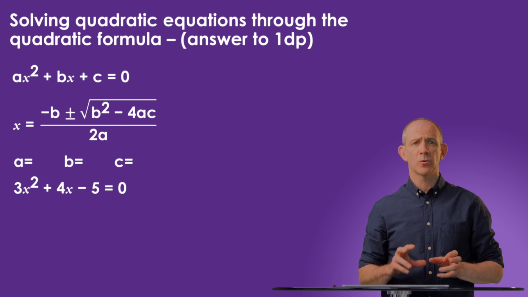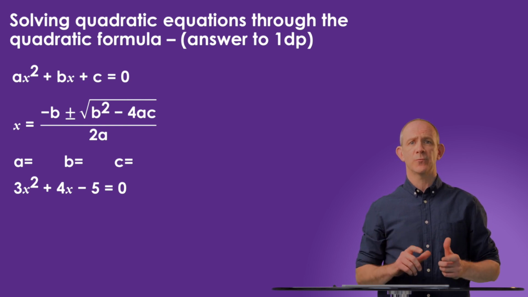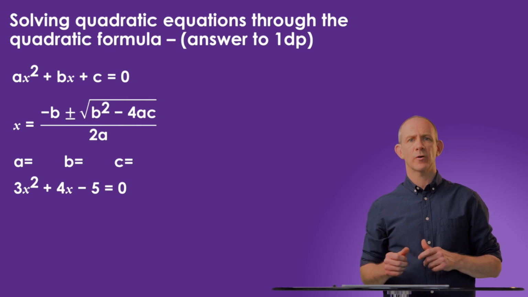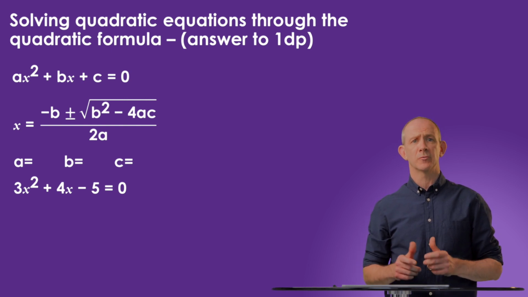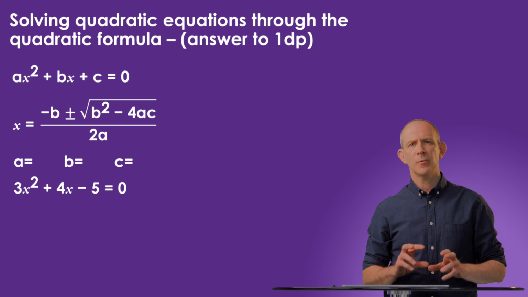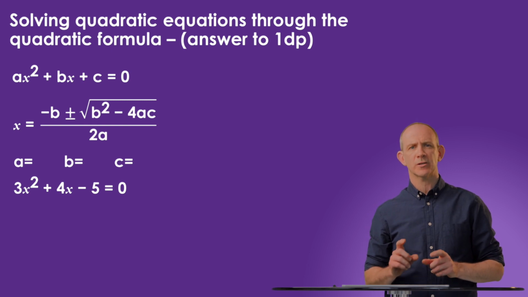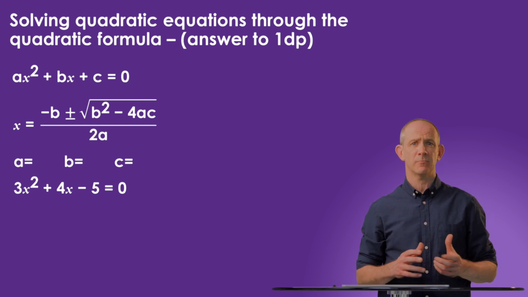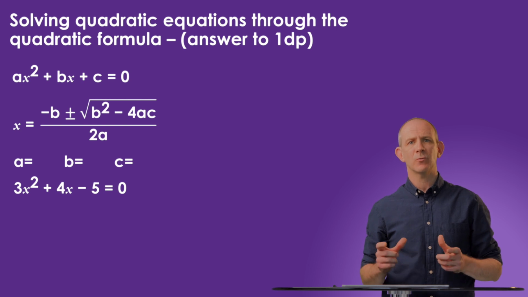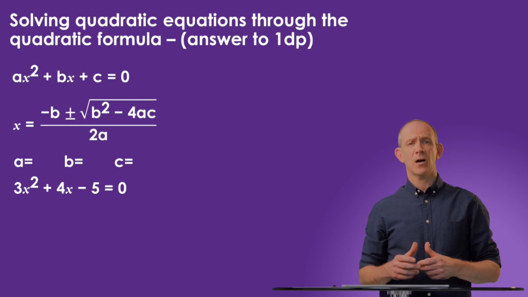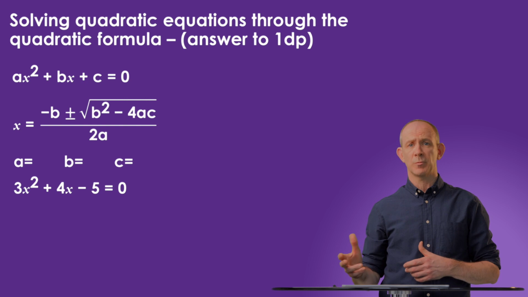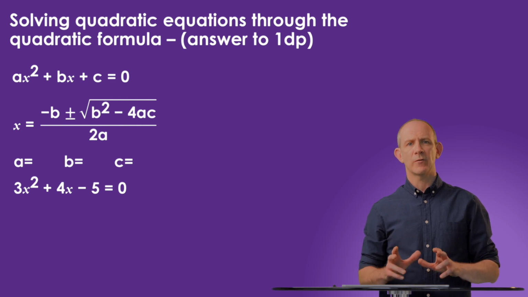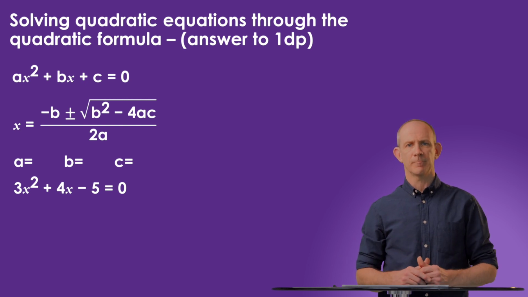Next, we'll move on to solving quadratic equations through the quadratic formula. And we have this equation, 3x squared plus 4x minus 5 equals 0 to solve. A common clue as to whether or not to use the quadratic formula or factorising to solve for x is to look at how they want the answer. If they're asking for the answer to be rounded to a certain decimal places or significant figures, it's very likely you'll be using the quadratic formula.